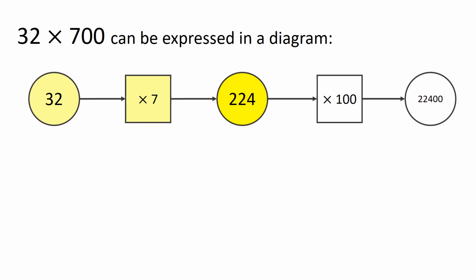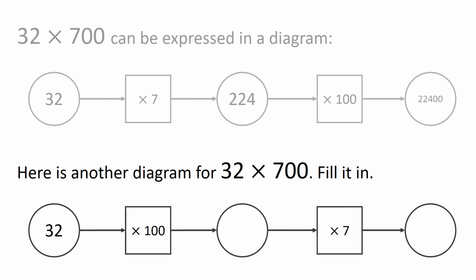So there we go. There's the 32 times 7 making the 224. And the 224 times the 100 is 22,400. Here's another diagram for 32 times 700, fill it in. Okay, well, we're starting off with the times by 100.